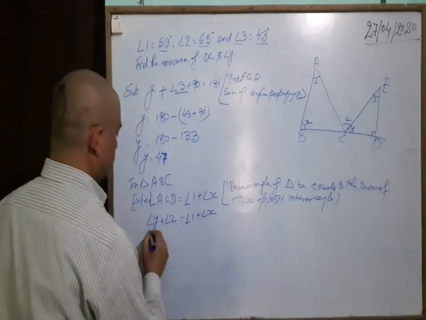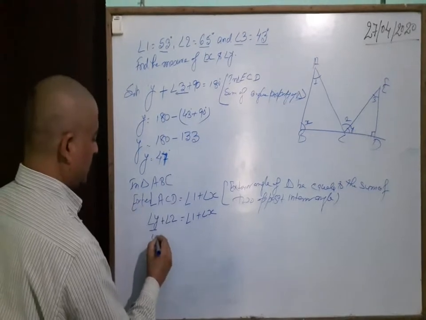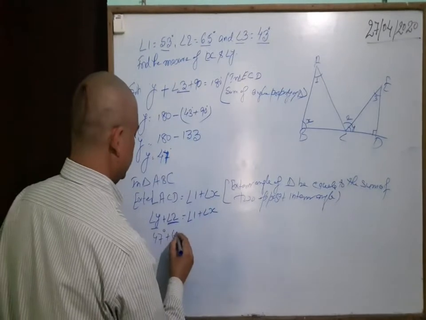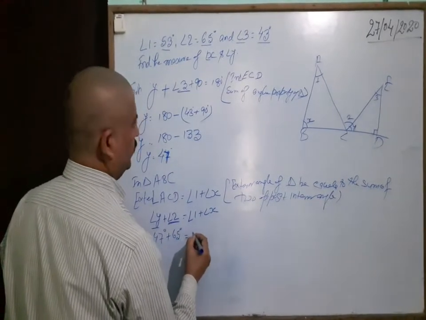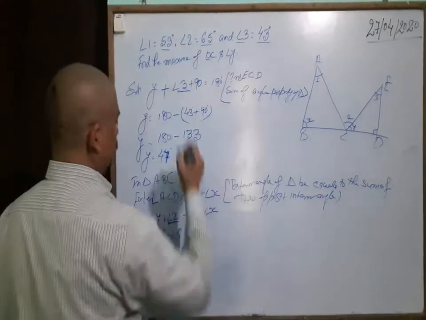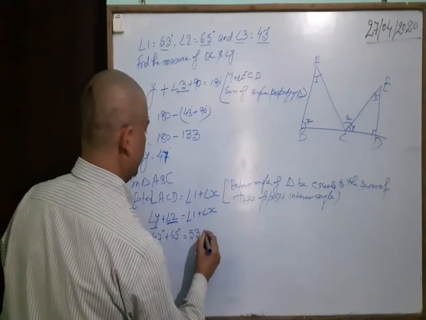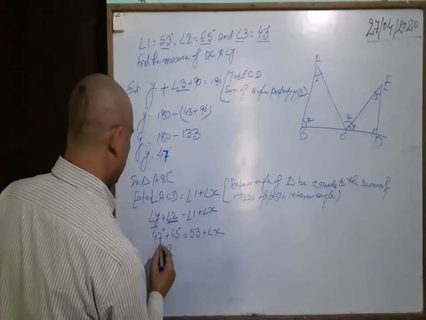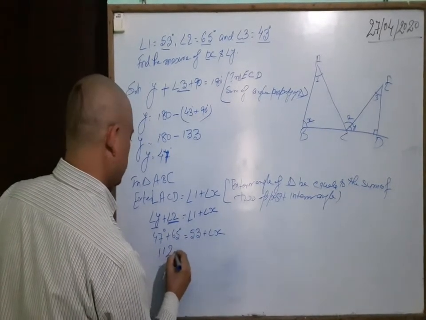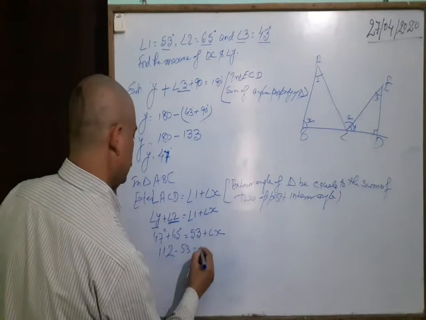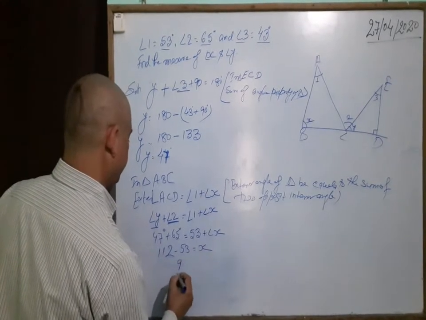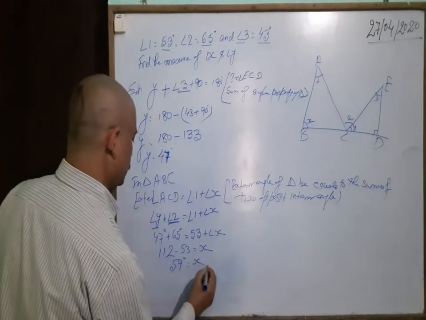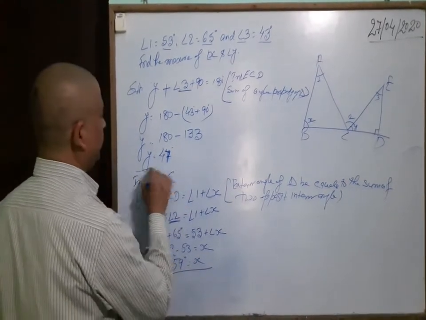So y equals 47 degrees, angle 2 is equal to 65 degrees, which equals 53 plus angle x. So x is equal to 59 and y is equal to 47.